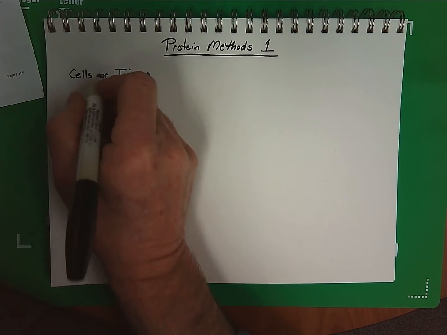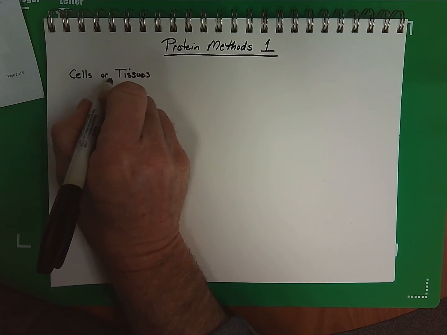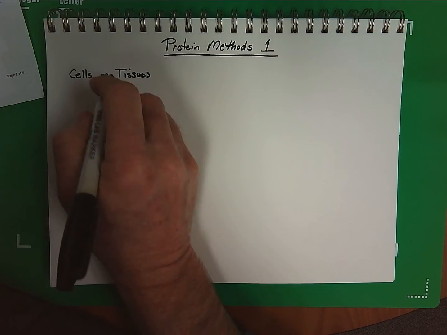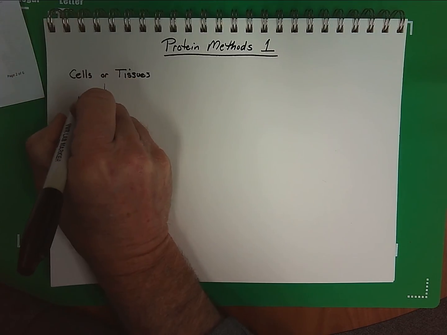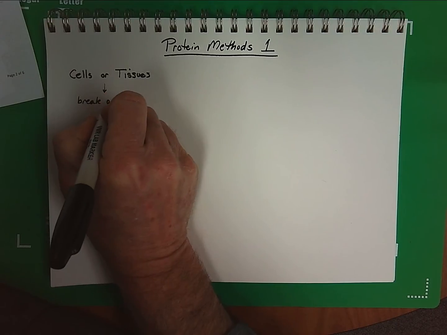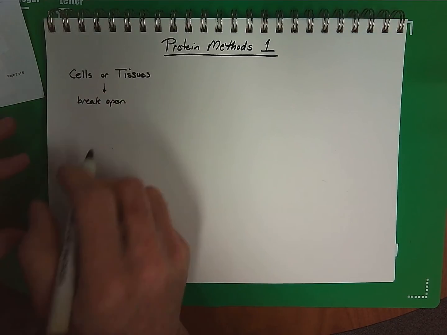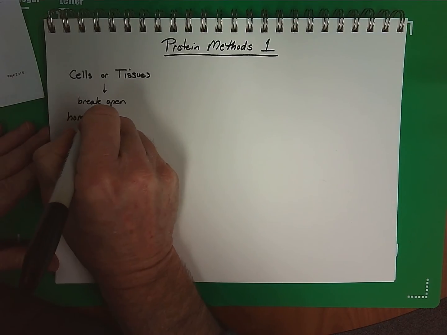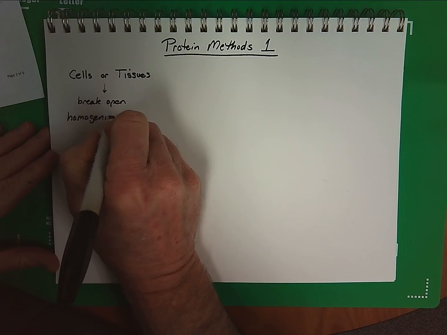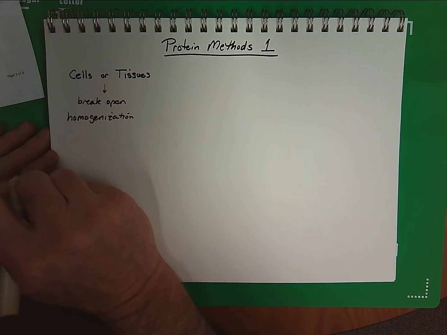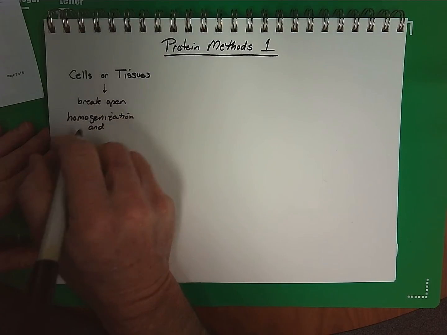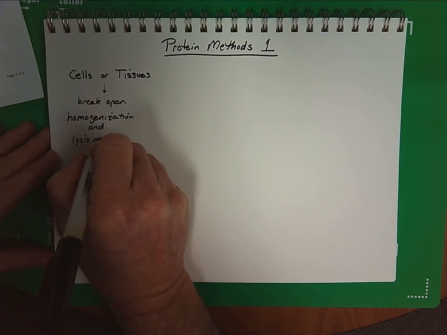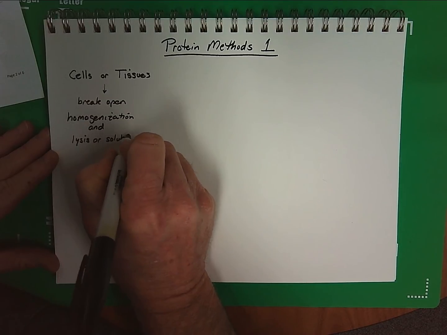Now, the first thing we have to recognize is that the enzyme is typically located inside the cells, which is inside the tissue. So we need to be able to break open the cells in tissues. And this is going to occur by a process called homogenization and lysis, also called solubilization.